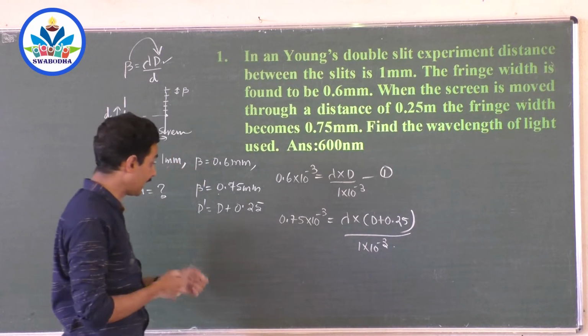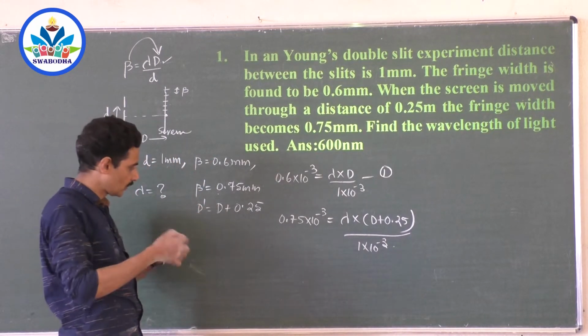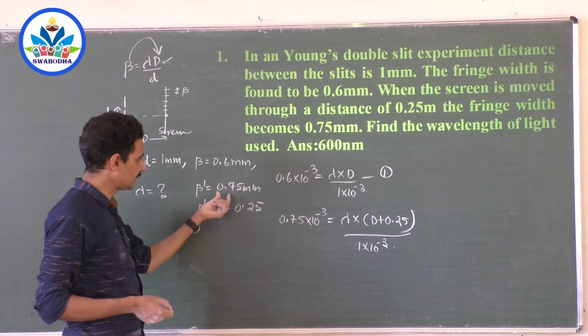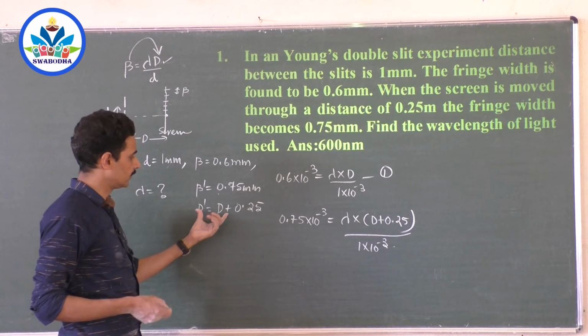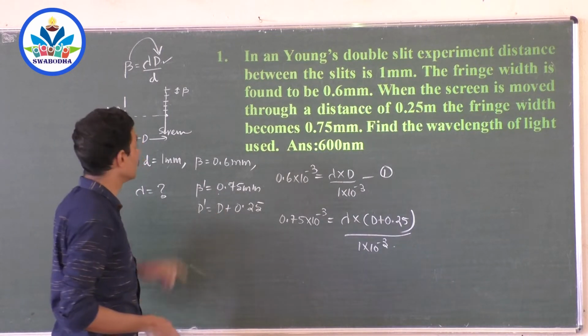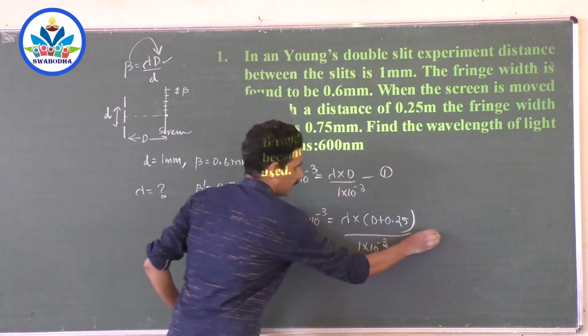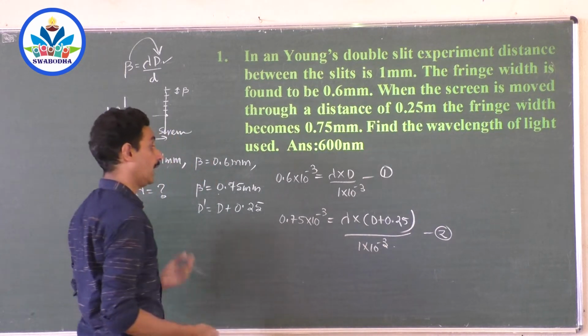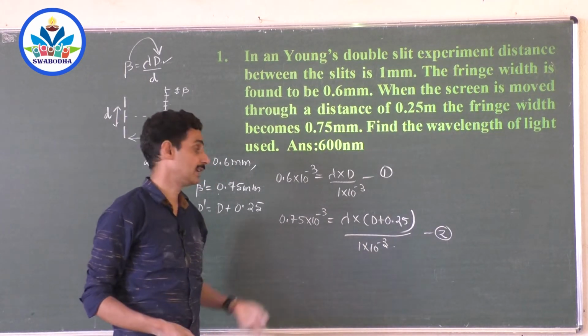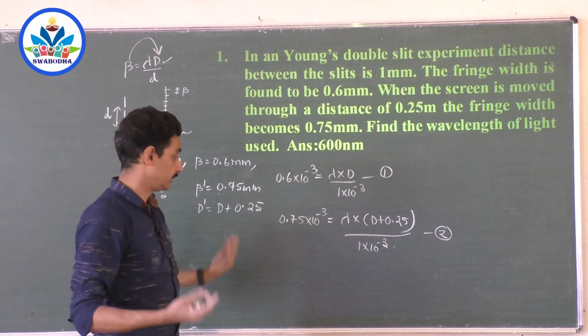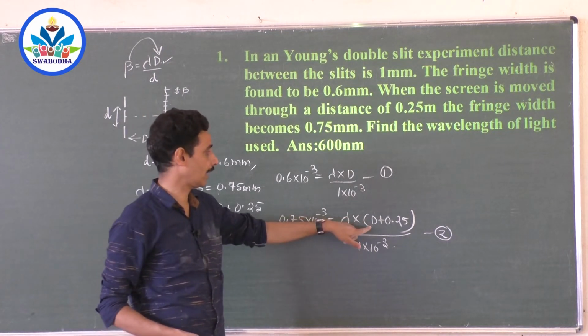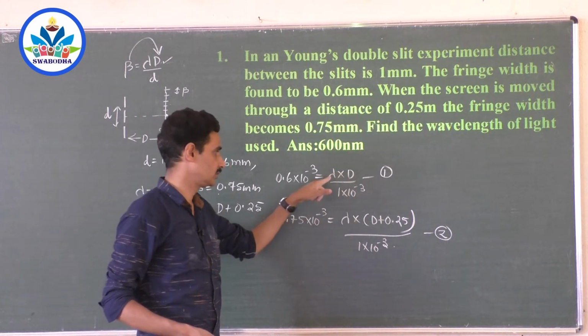Just you have to get the glitch from this one. When beta should be increased, the screen should be moved away, because they are directly proportional. Okay, this is the second equation. You have to find out lambda. Now, don't come to the conclusion suddenly that we will divide the two equations. If you divide the two equations, of course, you will get capital D. Then you have to substitute again, and you should get lambda.